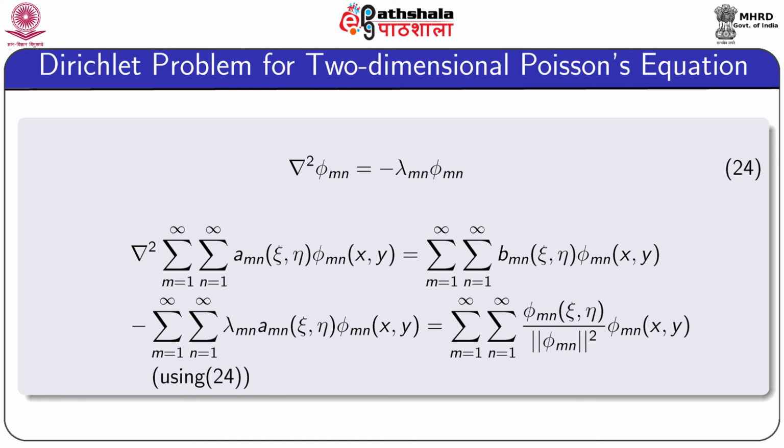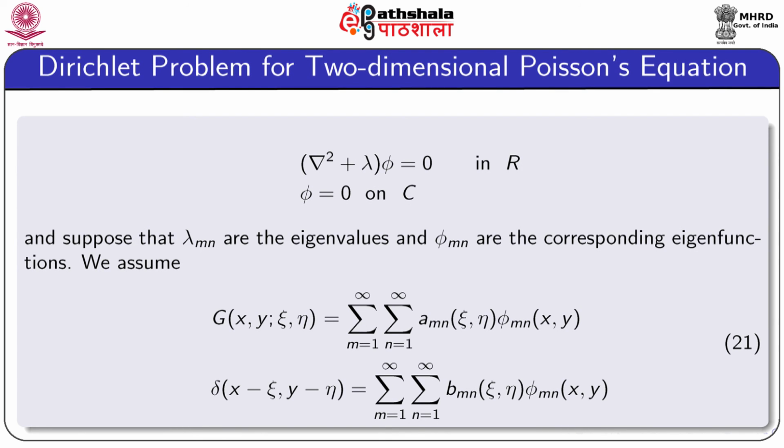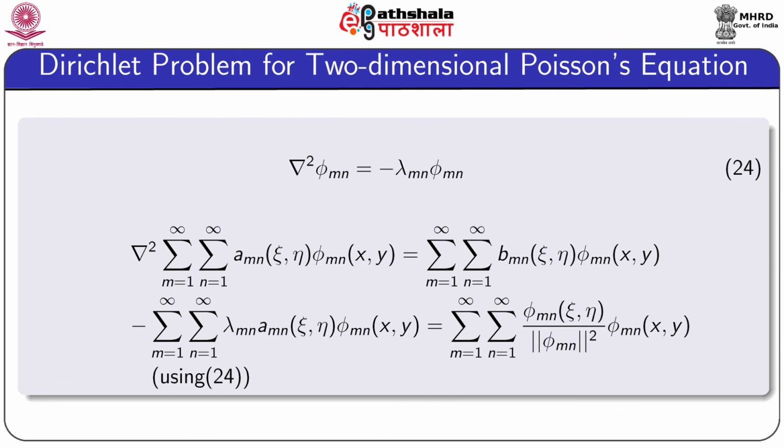And we know that lambda mn are the eigenvalues of the operator Laplace square and phi mn is the corresponding eigenfunction. So, we substitute here. Now, we know that lambda mn are the eigenvalues of the Laplacian operator and phi mn are the corresponding eigenfunctions. Therefore, equation 24 holds.